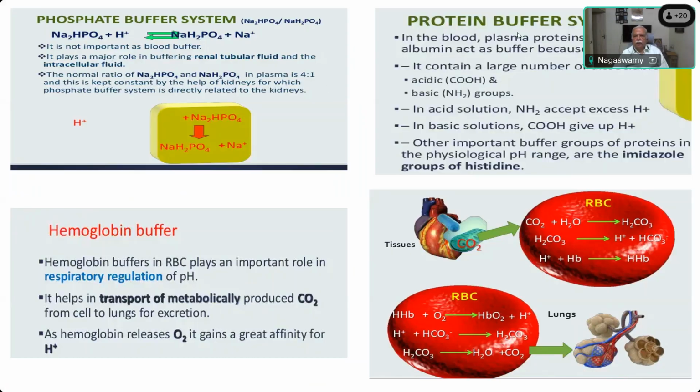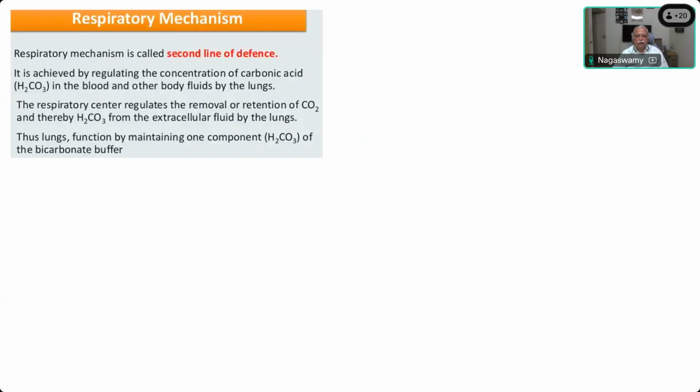And the third, the protein buffer mechanism: the blood plasma proteins, especially albumin, are also a very important buffer system. They contain a lot of COOH and NH2 groups, which also take up the hydrogen, and the imidazole groups of histidine do the same. So these are the various buffering systems.